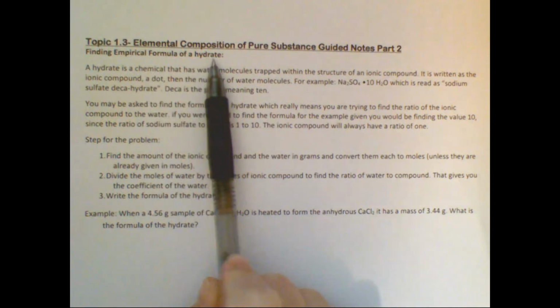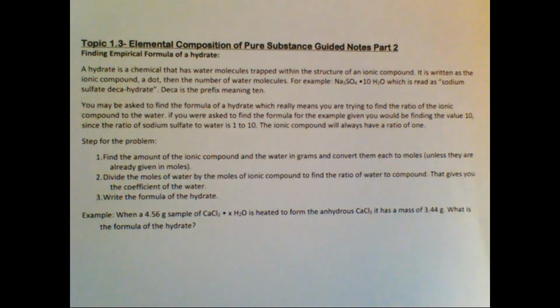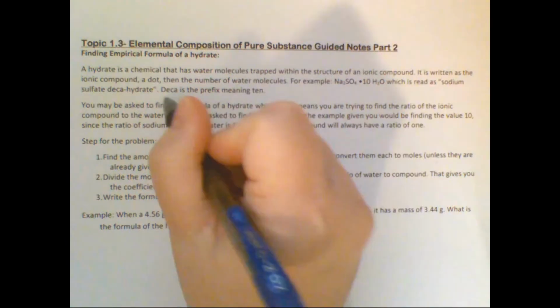So a hydrate is a chemical that has water molecules trapped within the structure of an ionic compound. It is written as the ionic compound, then a dot, and then the number of water molecules. For example, Na2SO4 has the dot 10H2O. We read this as sodium sulfate decahydrate. The prefix deca tells us that there are 10 water molecules.